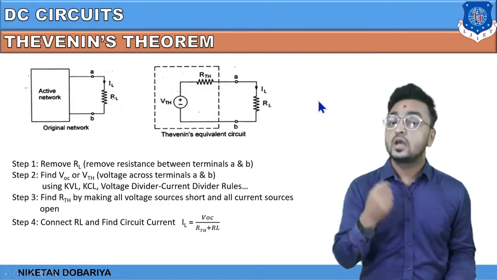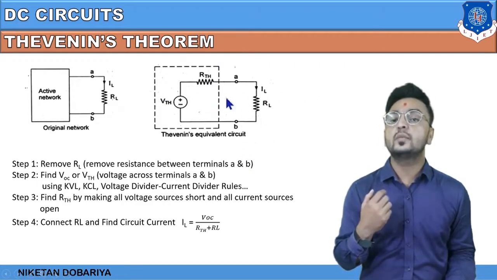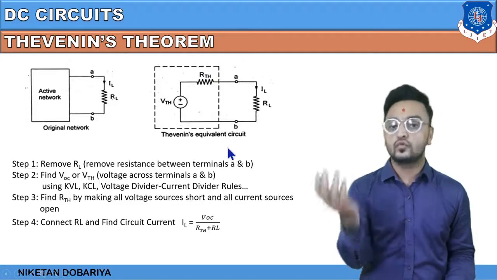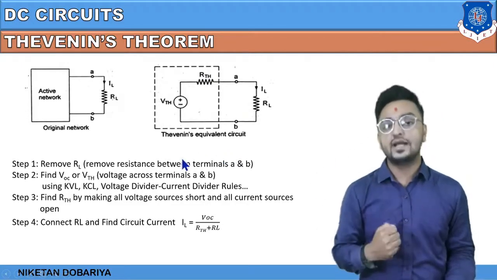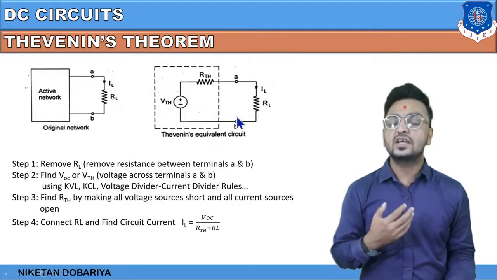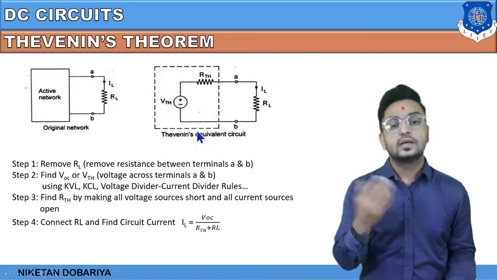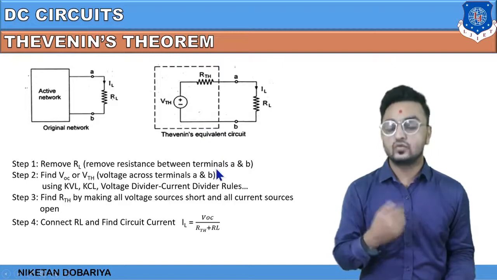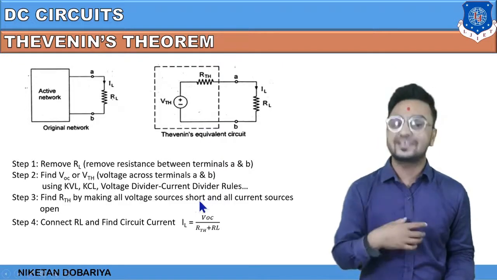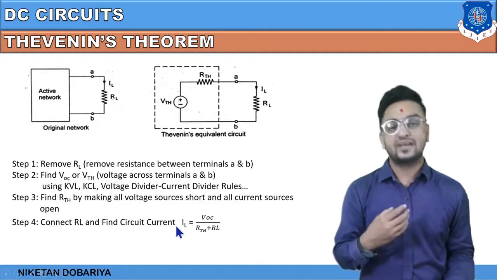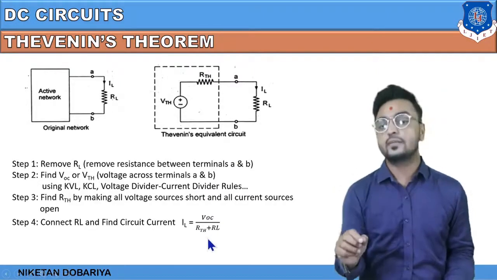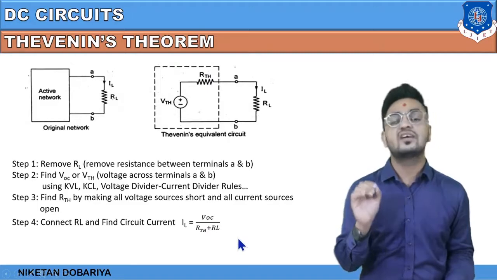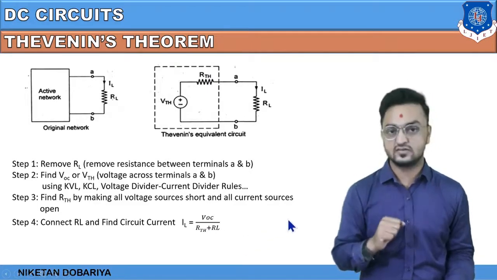Now, in our next step, we will connect a load resistance across terminals A and B, and when this load resistance is present, the load current will flow through it. In this circuit we will find the load current. Basically, we have two resistors in series, so we can find the current of the series connection, or load current, by this equation: IL is equal to VTH divided by RTH plus RL, which is the load resistance.